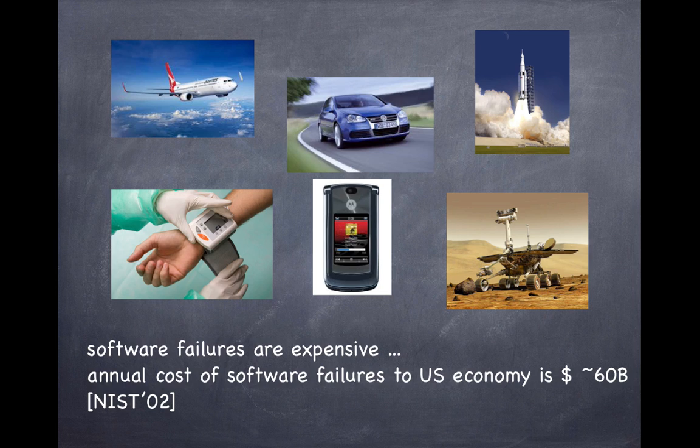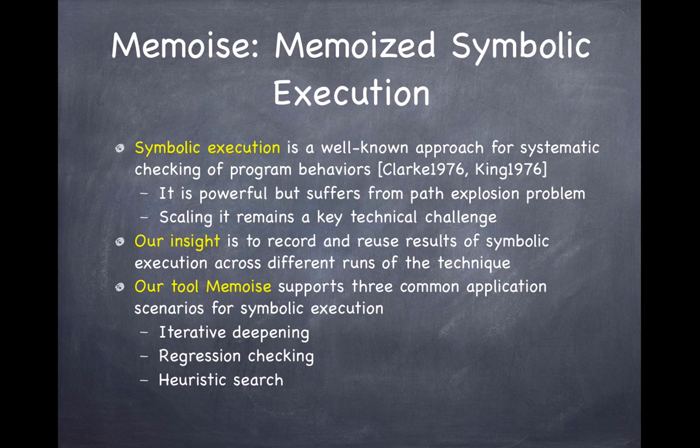As software pervades our lives, software failures have become increasingly expensive. This video demos a tool to more effectively find bugs and reduce the cost of software failures. The basis of our tool is symbolic execution, a well-known technique for systematic checking of program behaviors.